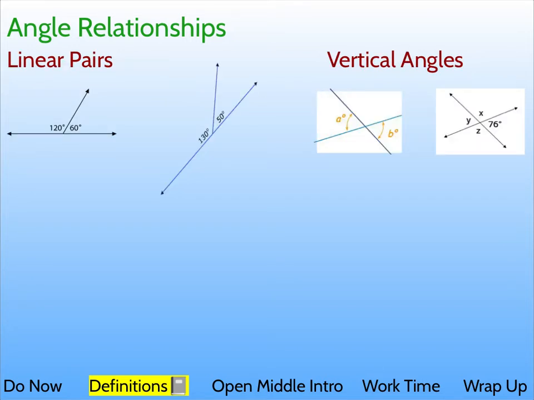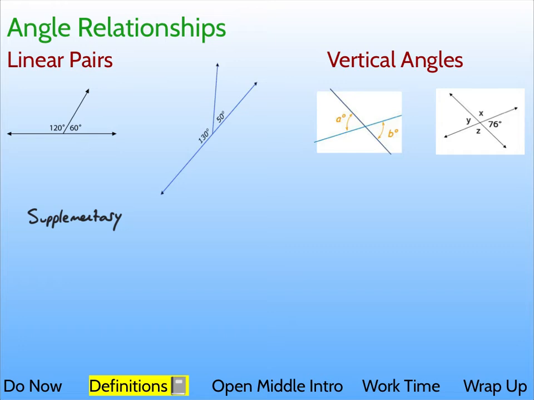Okay, now we have two very important angle relationships that are going to come up all the time during class. So, the first one, linear pairs. If you notice, 130 plus 50 is 180, and 120 plus 60 is 180. So, one thing is they're supplementary to each other because they add up to 180.